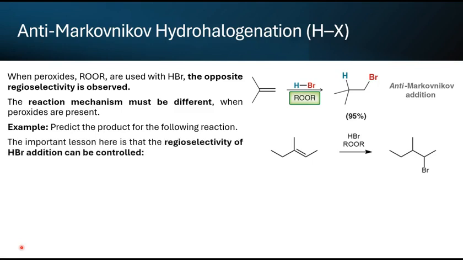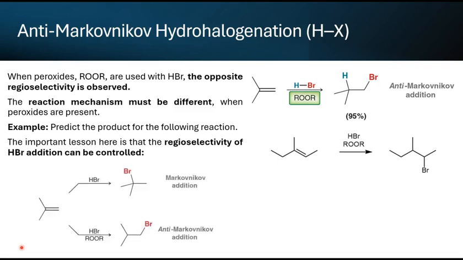The important lesson here is that regioselectivity of HBr addition can be controlled. We may have Markovnikov addition if we use HBr and an alkene that is asymmetric. The Br will add to the carbon that has more substituents. The H will add to the carbon with less. If it is anti-Markovnikov, the Br will add to the carbon with less substituents, and the H will add to that tertiary carbon in this case.